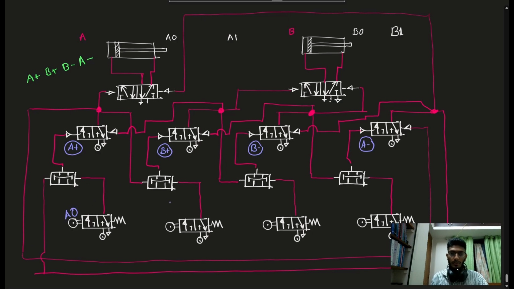Now for this B plus, it will be A1. For this B minus, it will be B1. And for this A minus, it will be B0. It's like these are connected. This is same. See, diagonally they are same.